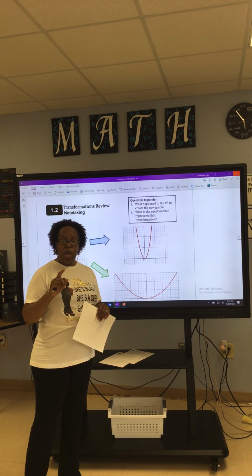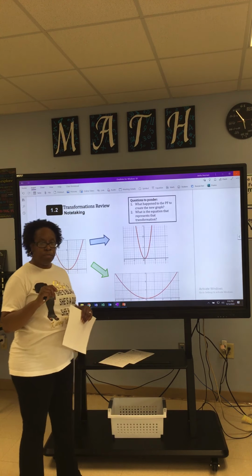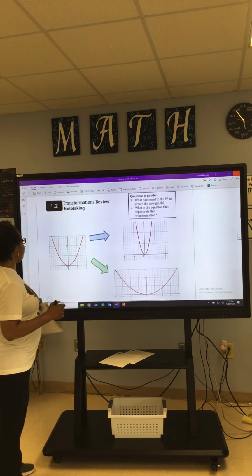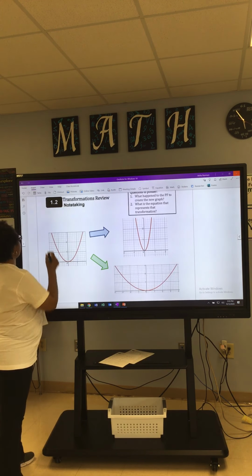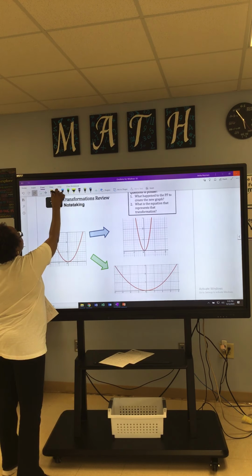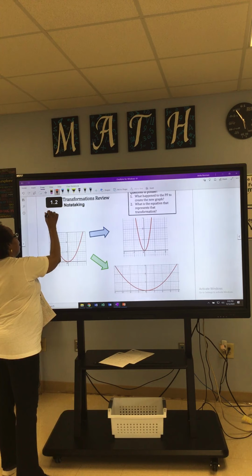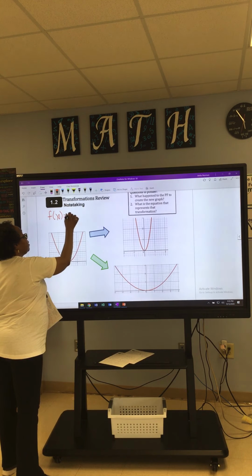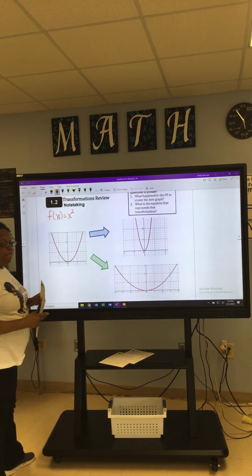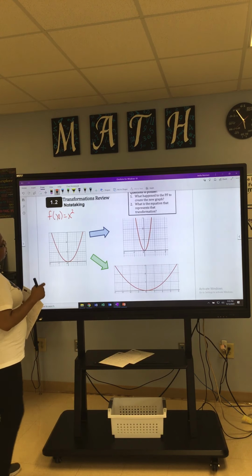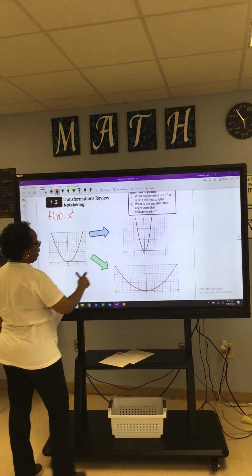We're going to consider the quadratic function, okay? As you know, this is a parabola, and this is the parent function. The function on this one is f of x equals x squared. Okay, that's the parent function. So, let's take a look. What if I change the parent function? Take a look at this one.